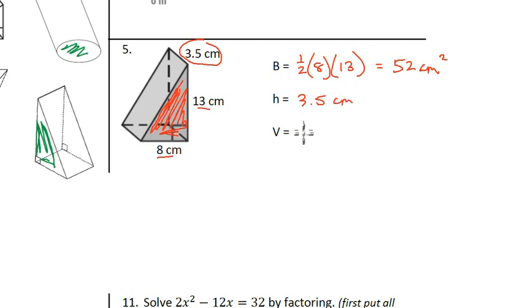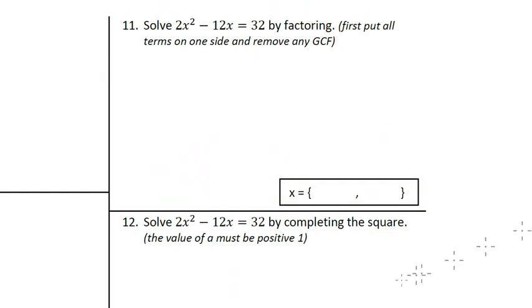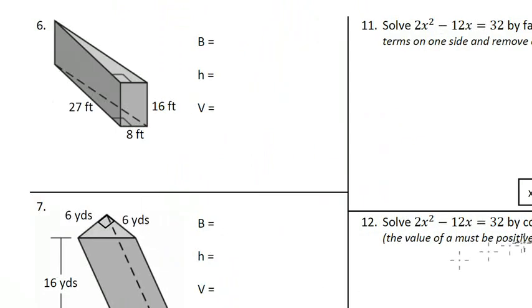And then my volume, easy peasy lemon squeezy. Base area times height. You can do that on your own. 52 times 3.5 will get you your volume of this triangular prism. All right, let's continue. We're almost done with your help.